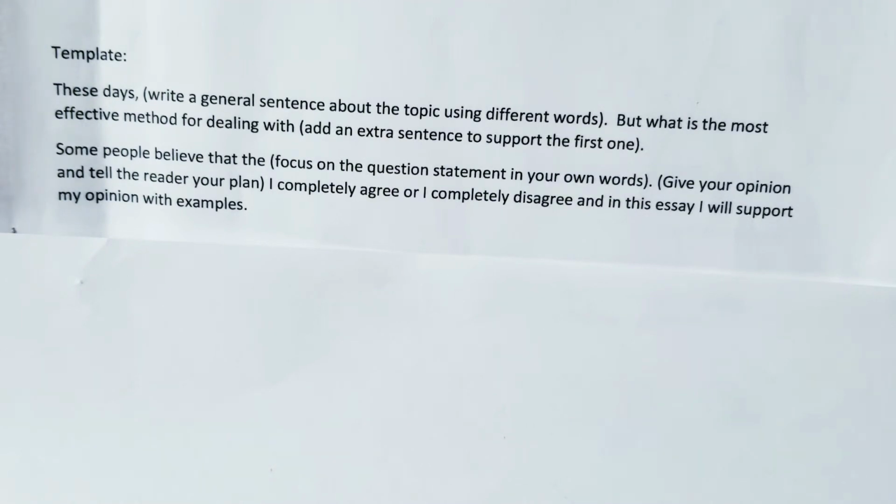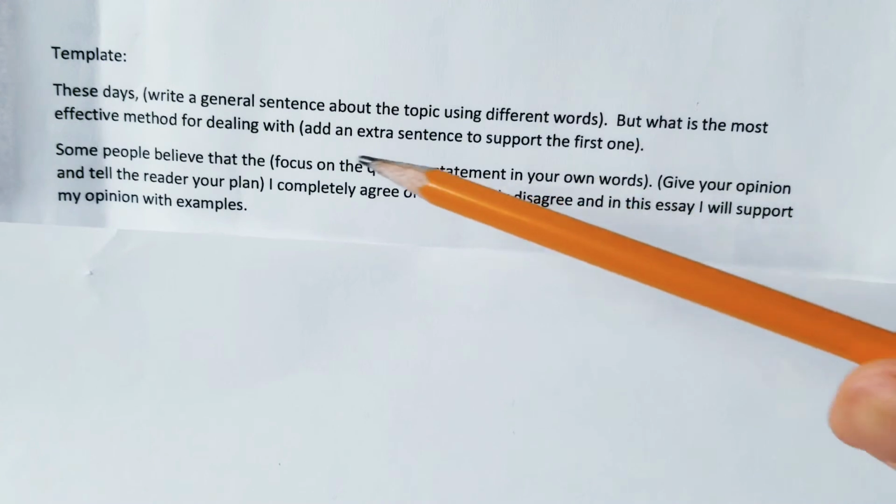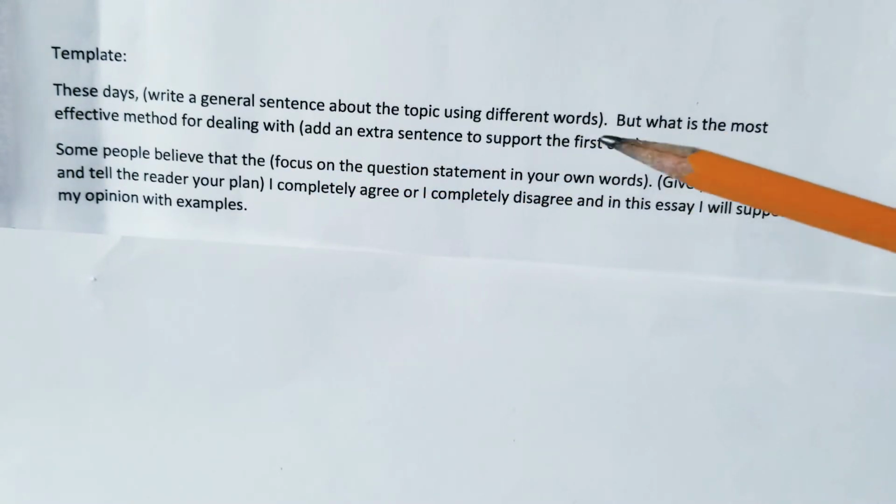And then you will say, "but what is the most effective method for dealing with" what? Here we are talking about the criminals, right? Then you will write an extra sentence to support the first one. You can memorize the second sentence, "but what is the most effective method for dealing with", and use it as it is.